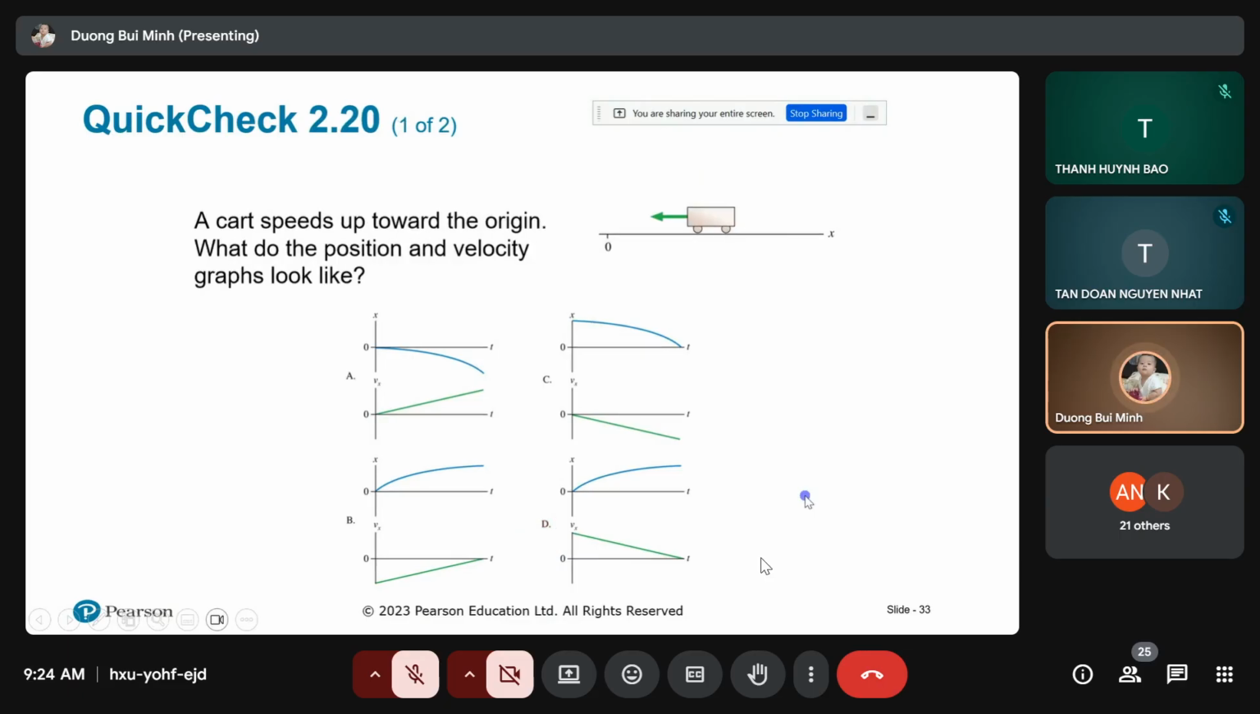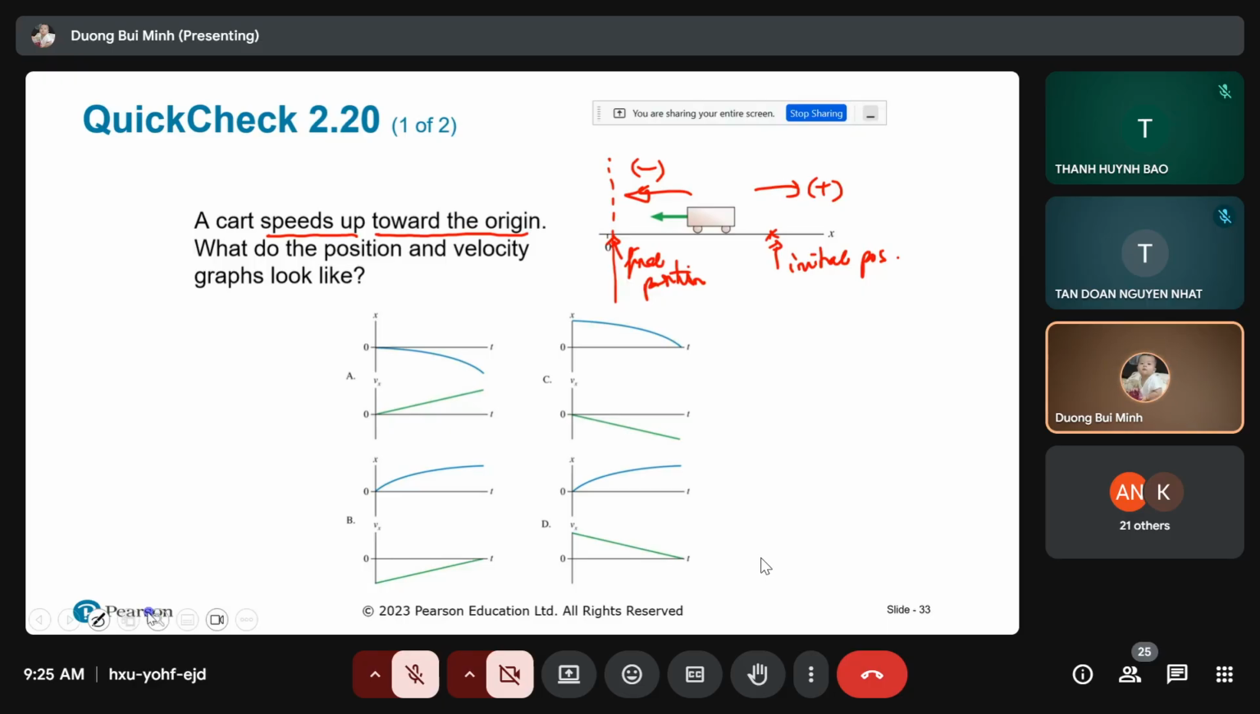Continue. Now look at this one. A car speeds up toward the origin. What do the position and the velocity graphs look like? If we follow these directions, you get positive. If we have these directions, you get negative. At the beginning, somewhere here, this is the initial position, and the origin will be the final position.